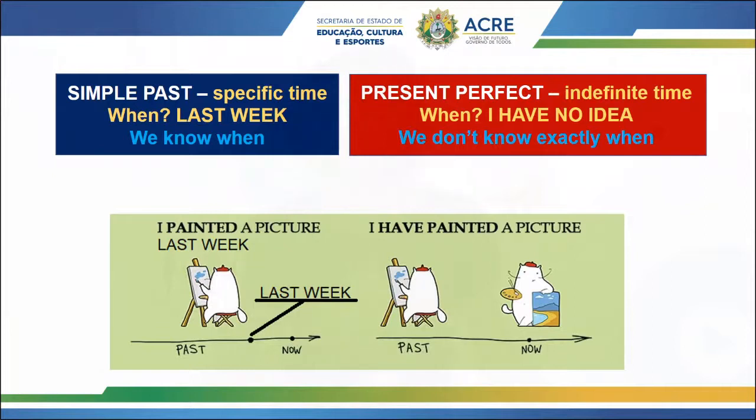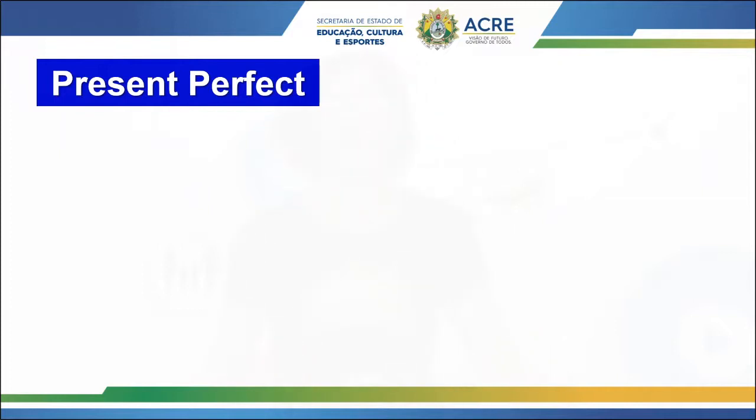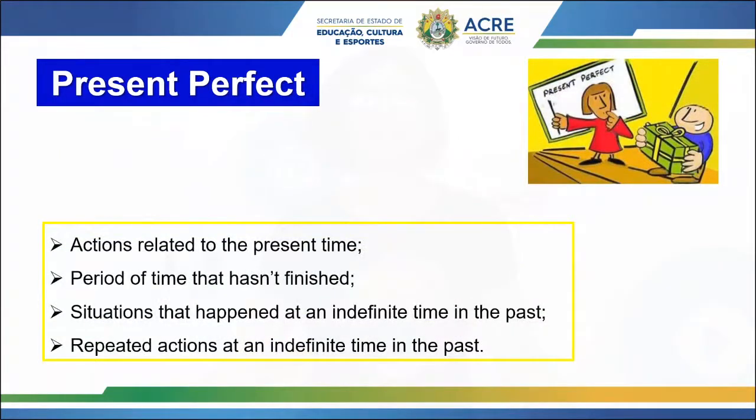Sentence number 1. I painted a picture last week. When? Last week. We know when this action happened. Sentence number 2. I have painted a picture. When? I have no idea. I know that this action has happened in the past, but we don't know exactly when. Present perfect. Now we are going to study the uses one by one.